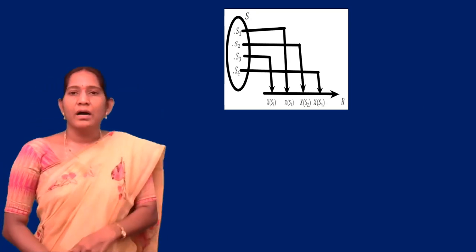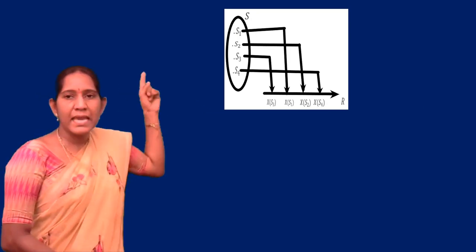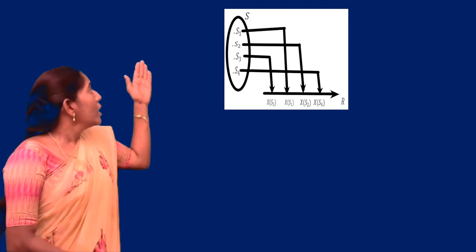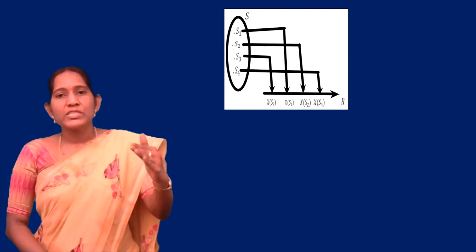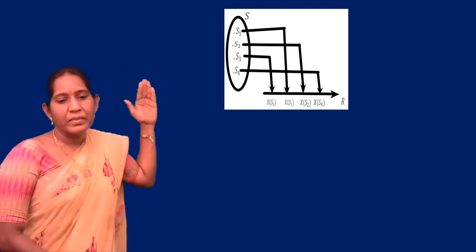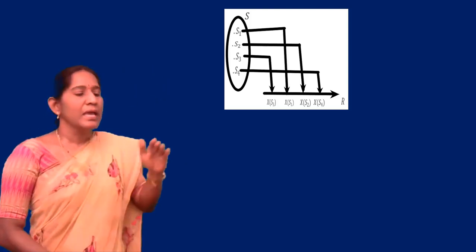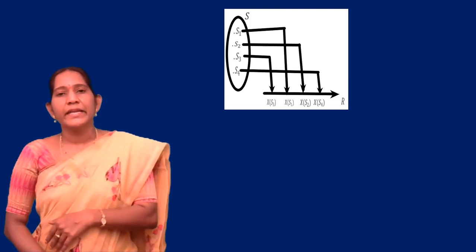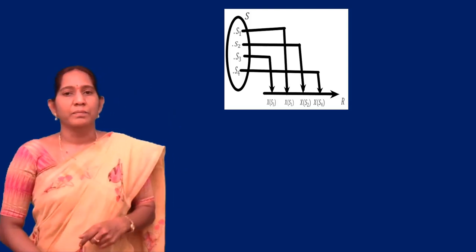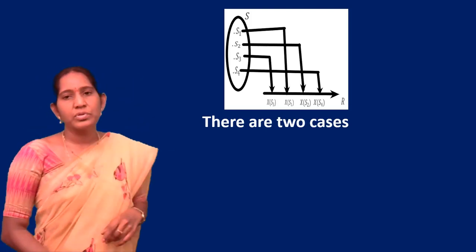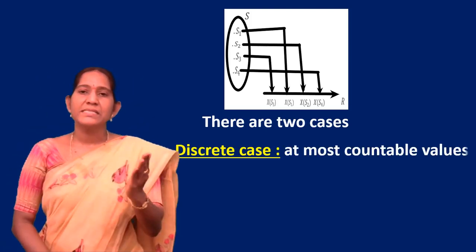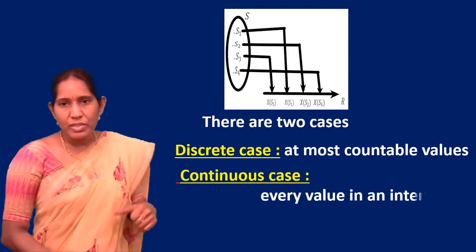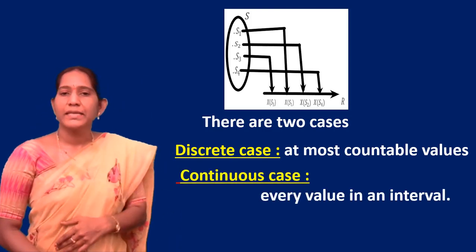By this figure, in a sample space, yes, there are sample points. So, take sample points one by one. You have to keep assigning them a certain value. How will you decide it? It will be given in the problem. So, there are two cases: discrete case, at most countable values; continuous case, every value in an interval.